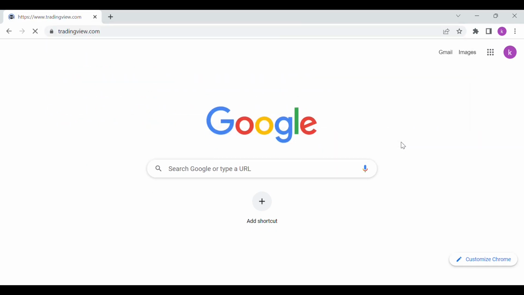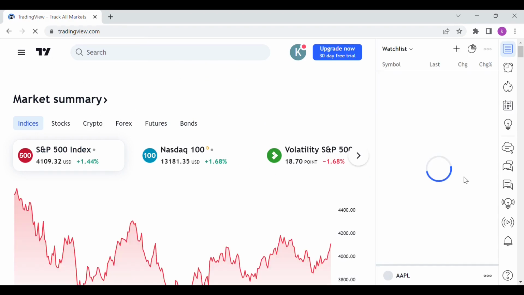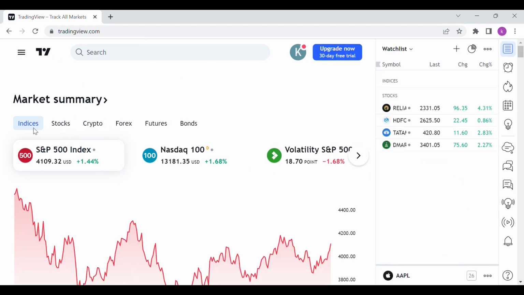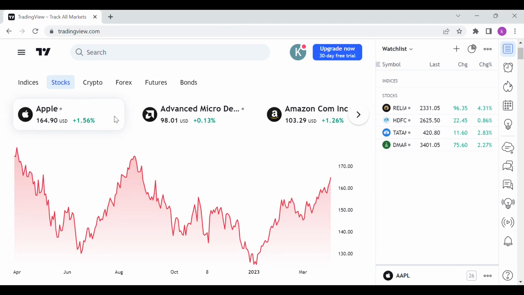www.tradingview.com and press enter. Once you press enter, a dashboard appears on your screen. You can see all the market summary. There are different categories of indices: stocks, crypto, forex, futures, bonds. We don't want to talk about the different categories, but only about stocks. So once this dashboard appears, you just need to click on stocks.